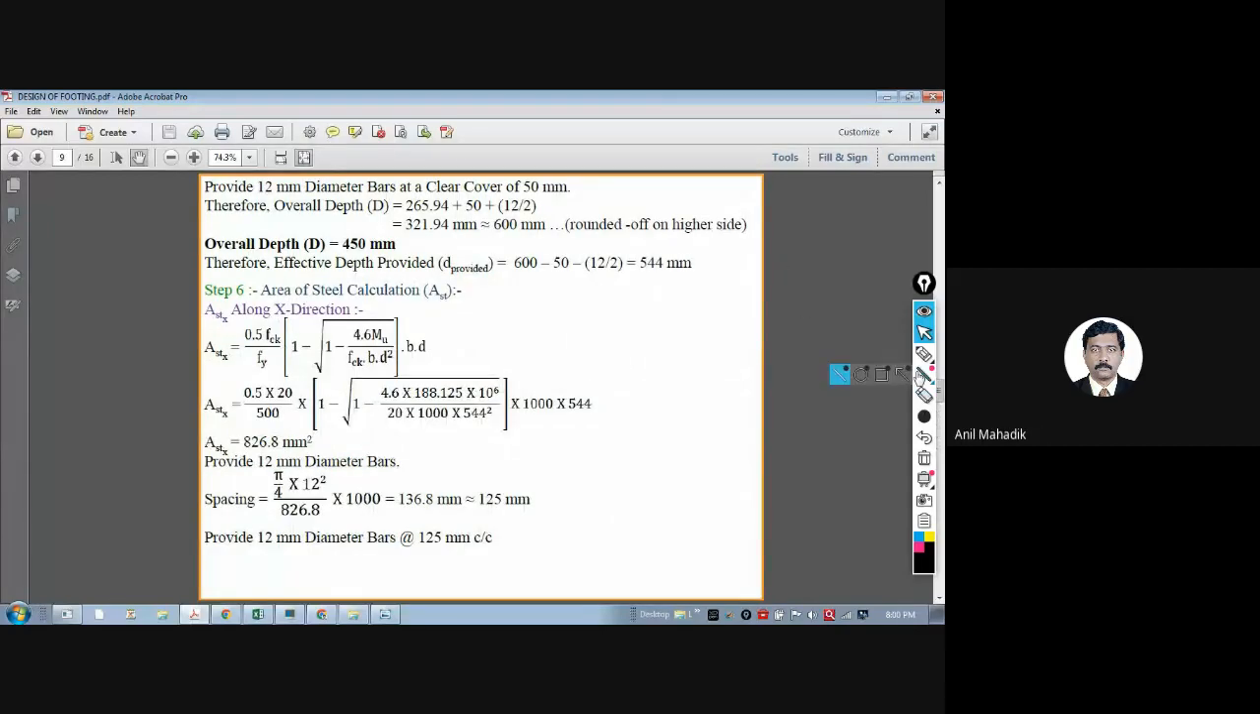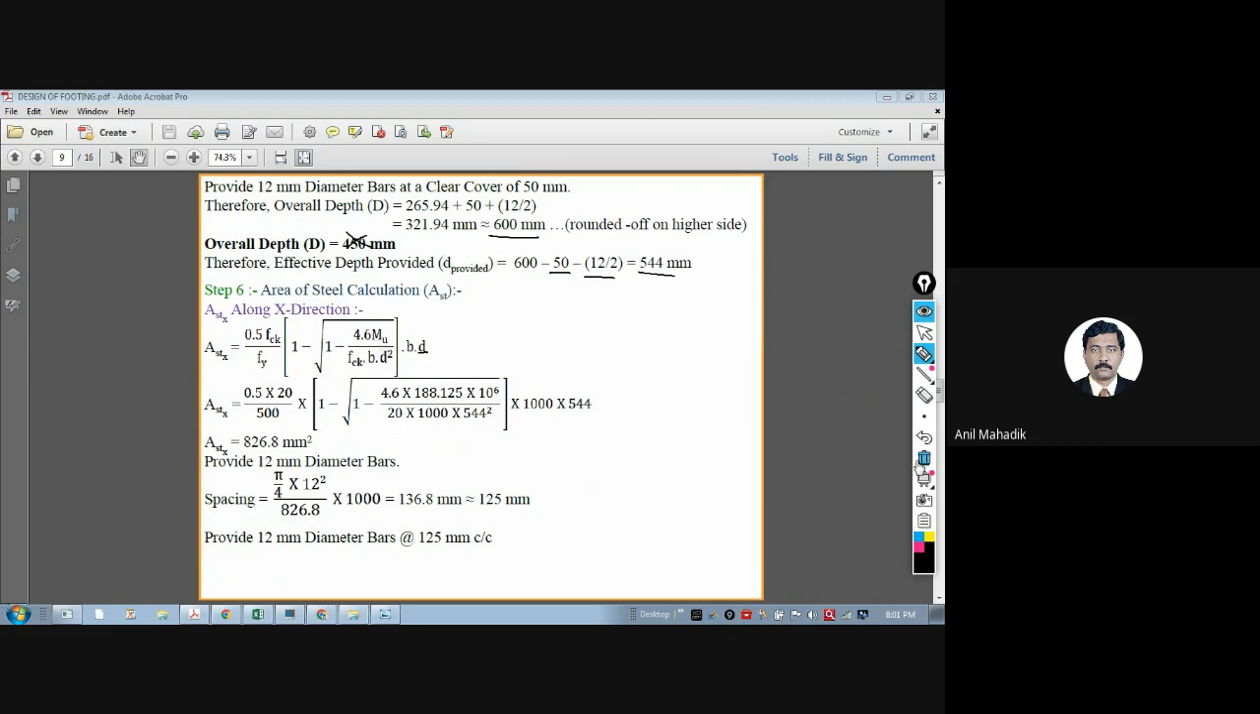I don't think there is anything wrong here. So forget it, assume it. Just understand the steps. Now let's say we are assuming 600. Now D effective is 600 minus cover minus D by 2. So 544 is the D effective. Whenever I say small d, it is D effective only.